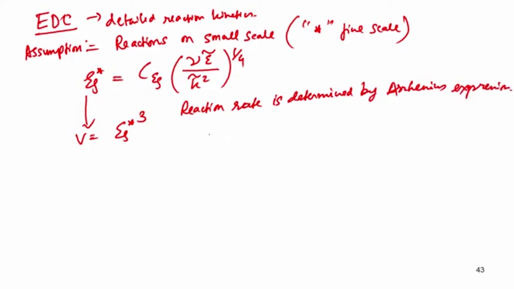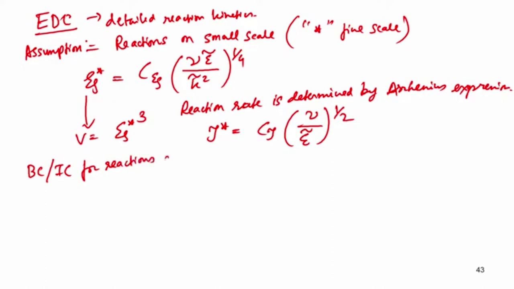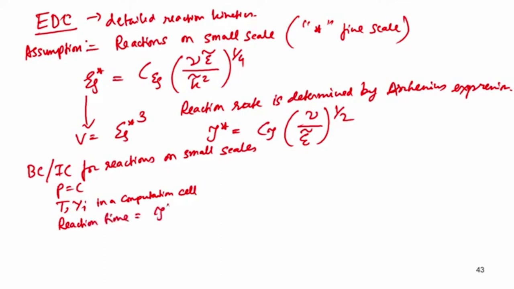And the time scale, that is, how much time the reaction will proceed, is given by tau star equal to C tau, which is a model constant, times (nu by epsilon) to the power of half. So this is the time scale for the reaction. To define the initial conditions for the reactions on small scales, the assumption is that pressure is constant, and T and yi are defined in a given computational cell. That is our initial T and yi, and the reaction time, how long you integrate the reactions, is given by tau star. The integration is performed by routines such as ISAT, because this can lead to very stiff differential equations.